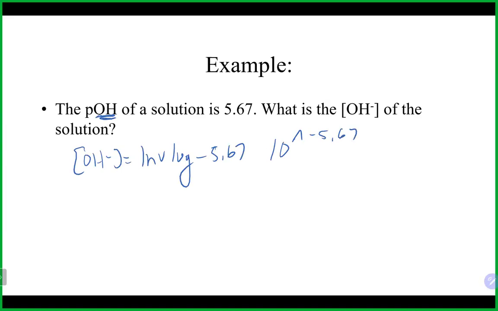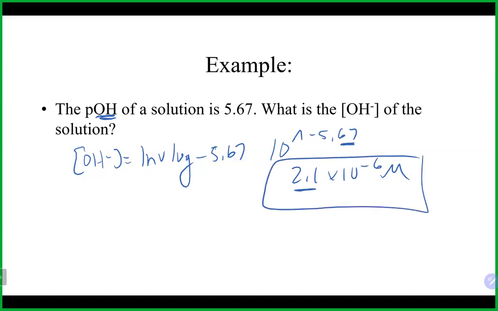That's a lot of zeros. All right, so I'll go 2.1 times 10 to the minus 6 molar. Again, two decimal places, two significant figures as we go in that direction. Any questions on that one there?